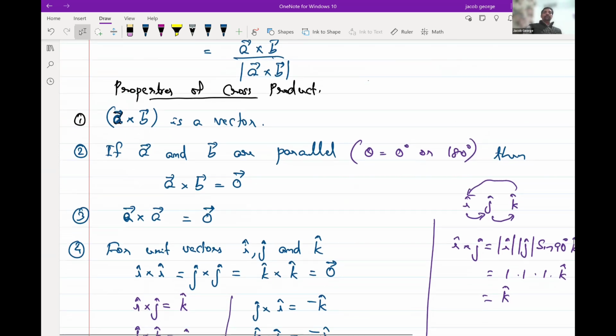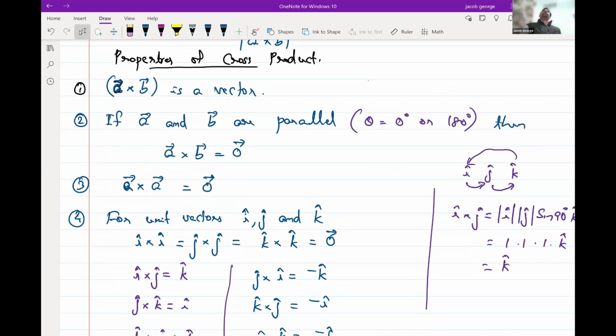Next property: A cross B is a vector. If two vectors are parallel, their cross product is equal to the zero vector. Perpendicular, dot product is 0. Parallel, cross product is the zero vector, because cross product is always a vector.